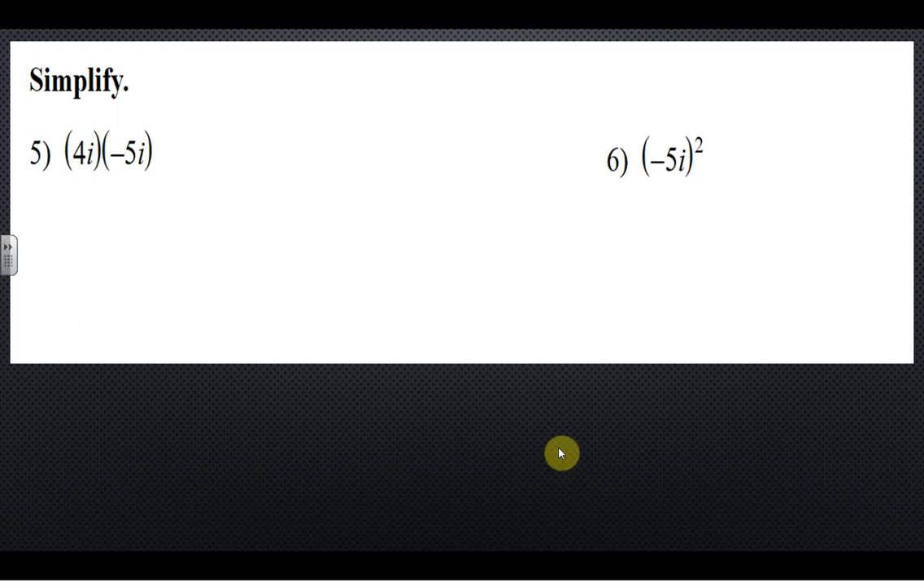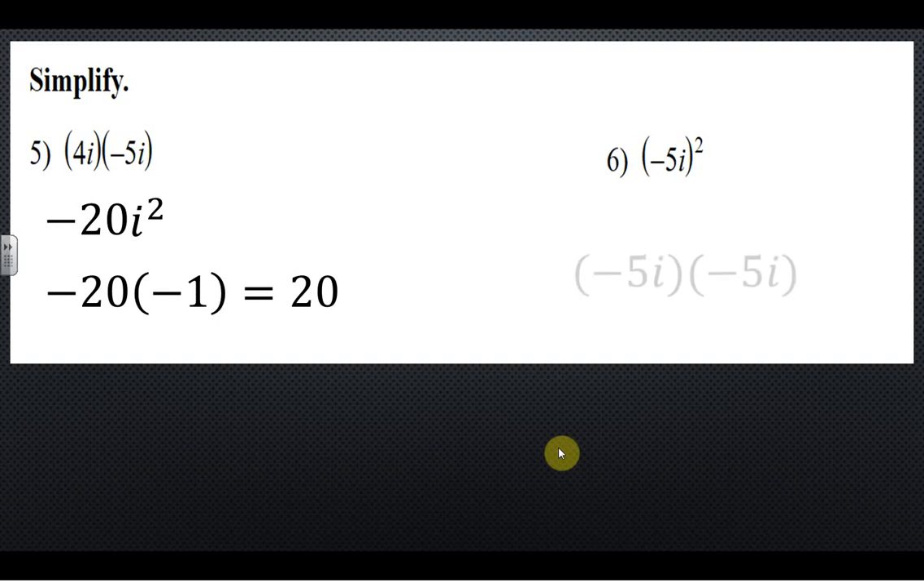Okay, next. Now we're going to simplify. So remember, we said that this is just like other math you've done, just we're adding a step. So 4 times -5 is -20. I times I is I squared. But wait, there's more. What's I squared? I squared is -1. So -1 times -20 is +20.